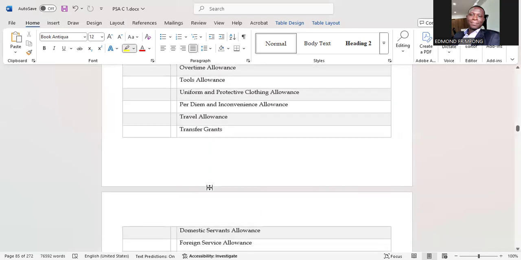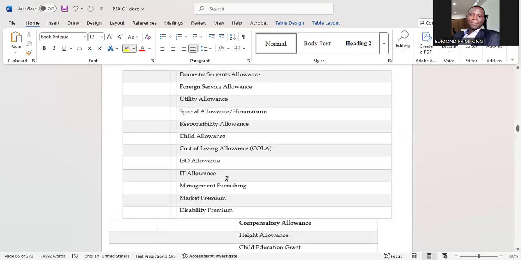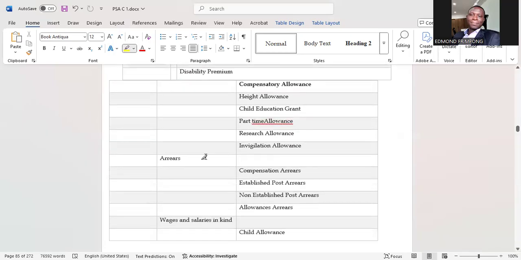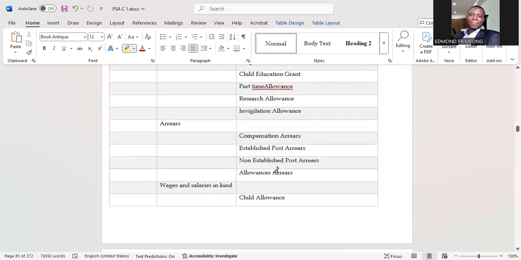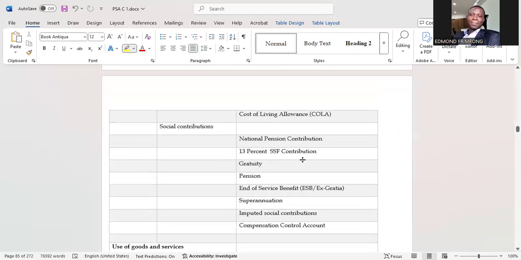All right, let's continue. So all these things you see, domestic servant allowance, foreign service allowance, they are all that. Compensatory allowance, you see them there. Arrears, compensation arrears, established posts, wages and salaries in kind, child allowance, cost of living allowance, COLA. You might have heard this before. Then look at here too. National pension contribution. Yes, Senate. 13% employer contribution, gratuity, pension, ESB, or end of service benefits, superannuation.